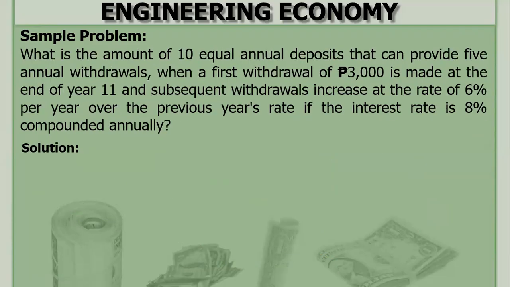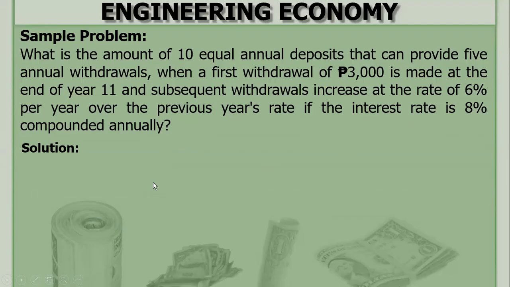And then another one. What is the amount of 10 equal annual deposits that can provide 5 annual withdrawals when a first withdrawal of 3,000 is made at the end of year 11 and subsequent withdrawals increase at the rate of 6% per year over the previous year's rate? So this is G. The withdrawal increases by 6% per year, so G is 6%, if the interest rate is 8% compounded annually.